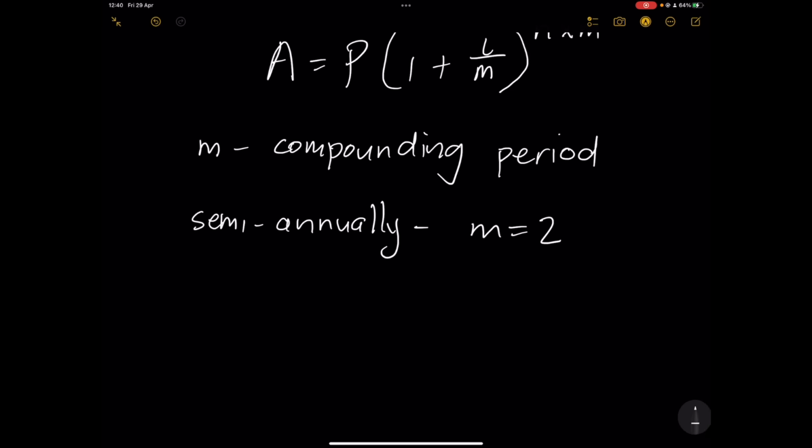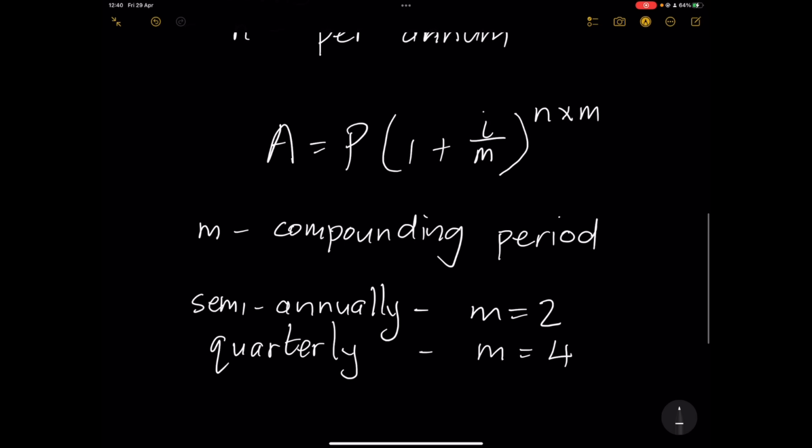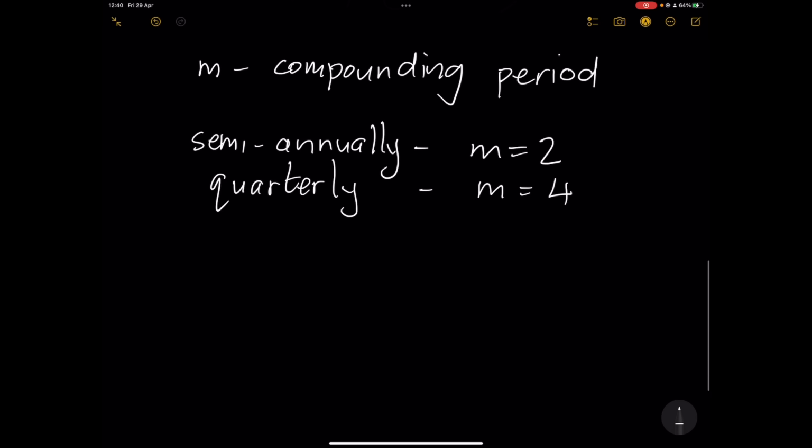But also we can have the compounding period where they say quarterly. If it's quarterly, then we know that m would be equal to 4, right? Remember, there are 4 quarters in a year. So in that case, it means not only do you divide the interest rate by 4, but you also multiply by 4 for N, the number of years.